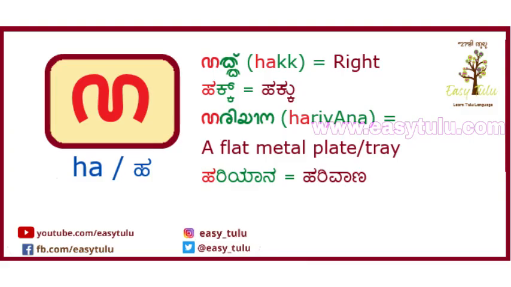Next one is ha, ha. Examples: hakku. Hakku means right. Hakku in Kannada. Haryana. Haryana means a flat metal plate or tray. Harivana in Kannada. Let us see how it is written. Ha, ha.